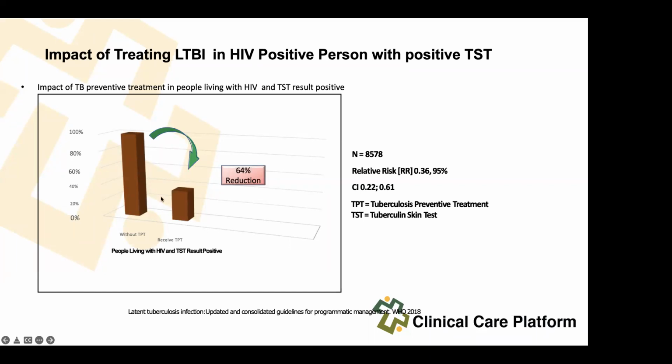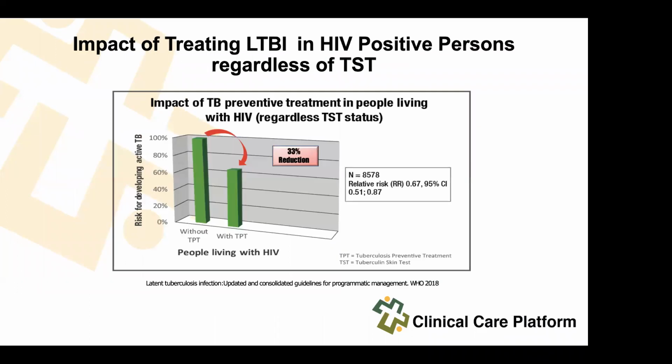And what we see when you compare the two groups is that in the group that received TB preventative treatments, there was up to a 64% reduction in the risk of developing TB. This is huge considering the numbers of cases that we get in South Africa and what the actual implications are if we are able to increase coverage of TB preventative treatments for our patients.